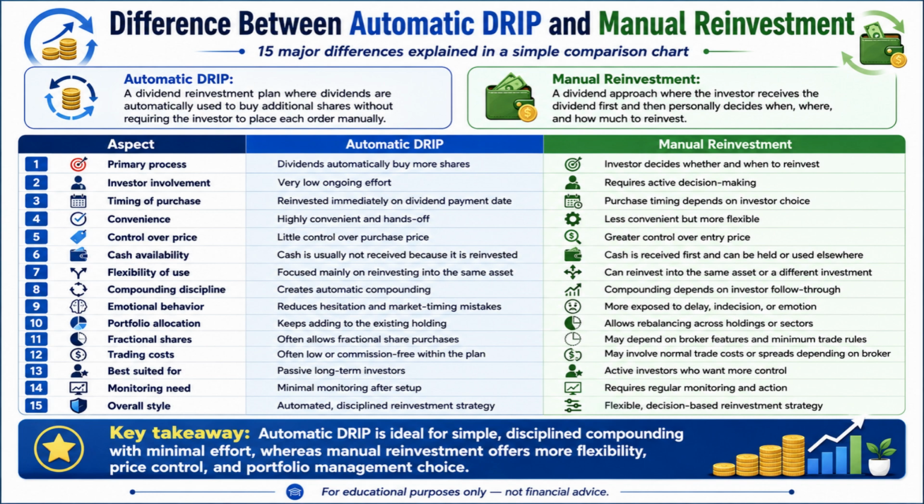Number 6. In automatic DRIP, cash is usually not received because it is automatically reinvested, whereas in manual reinvestment, the investor receives the cash first and can decide whether to hold it, spend it, or invest it.